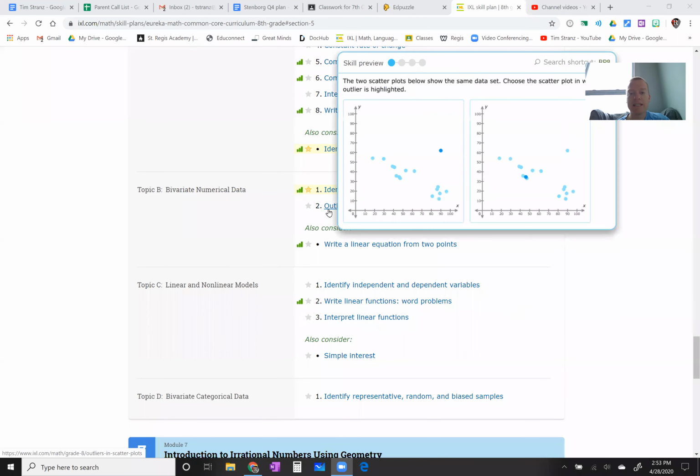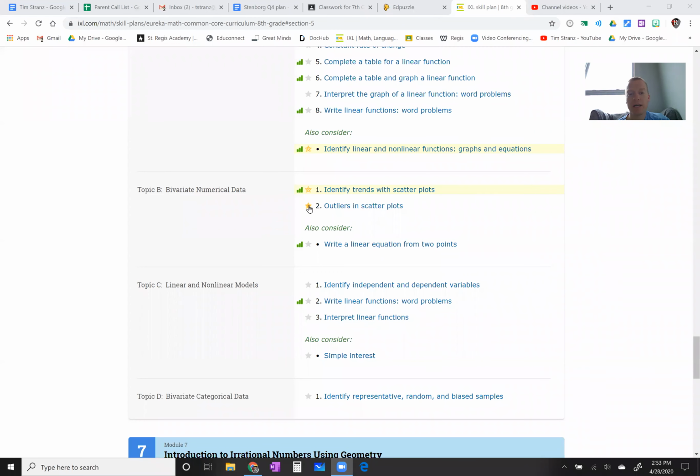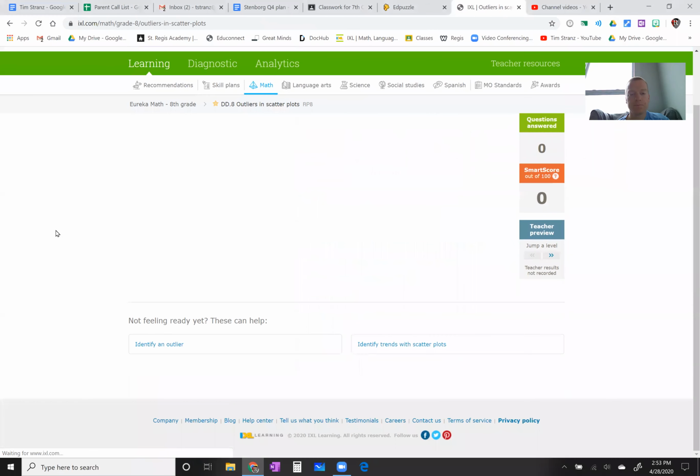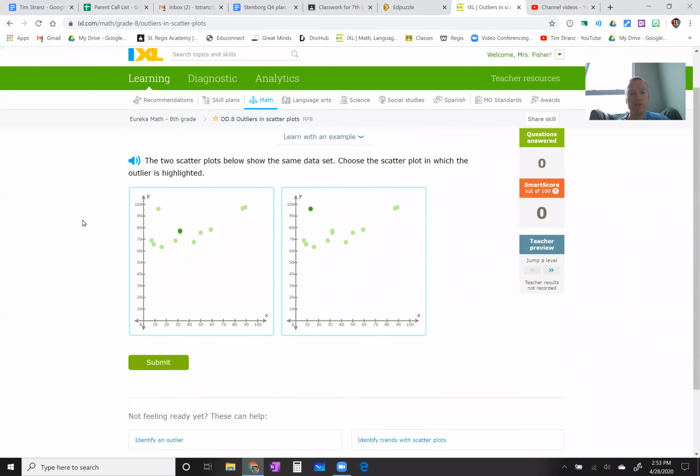All right, so today is outliers in scatter plots. So easy. Eighth grade. There you go. Outliers in scatter plots. Let's talk about it. The two scatter plots below show the same data set. Choose the scatter plot in which the outlier is highlighted. So an outlier, what is an outlier? It is a point in the data that is not consistent with the rest of the points.